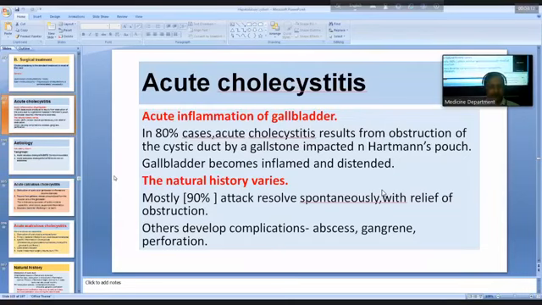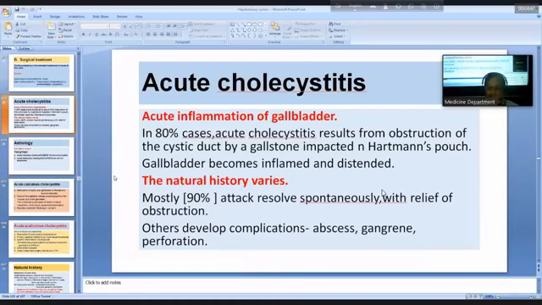In another form, whenever the stone is present, or sometimes the stone may not be present, there is another form of presentation of the disease, with acute cholecystitis. So acute cholecystitis means acute inflammation of the gallbladder. And in 80% of cases, acute cholecystitis results from obstruction of the cystic duct by a gallstone impacted in the Hartmann pouch, and the gallbladder becomes inflamed and distended.